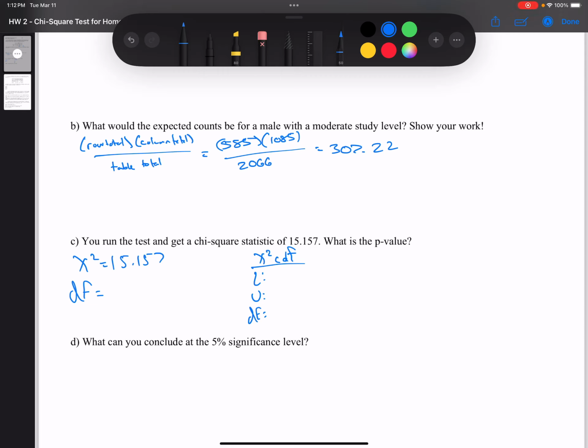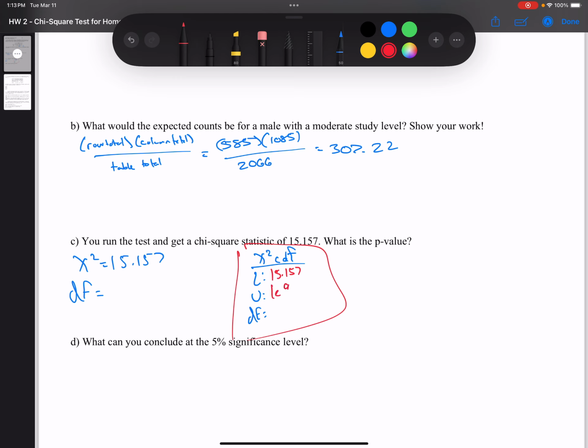All right, for part C, they say we run a test and we get a chi-square statistic of 15.157. They ask us for the p-value. So the only thing we really need to worry about now is finding our degrees of freedom, because when we plug it into our calculator, right here, it's going to ask us for the lower bound, the upper bound, and the degrees of freedom. We know the lower bound is just going to be 15.157.